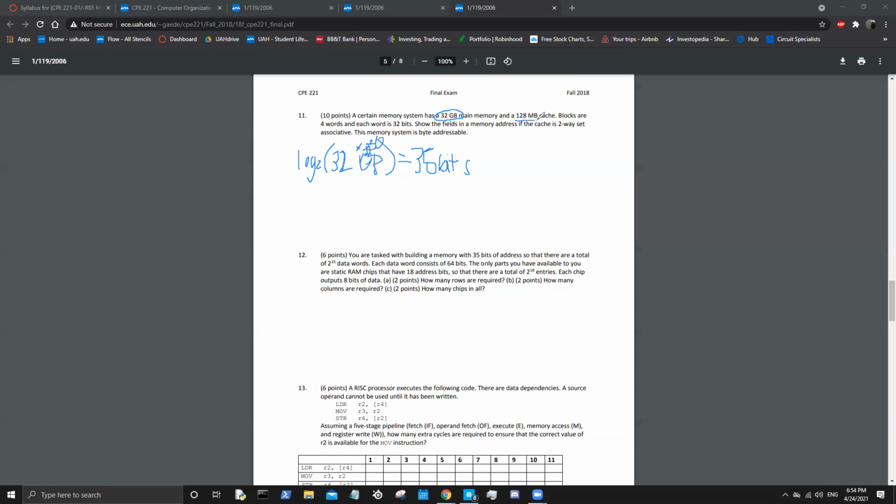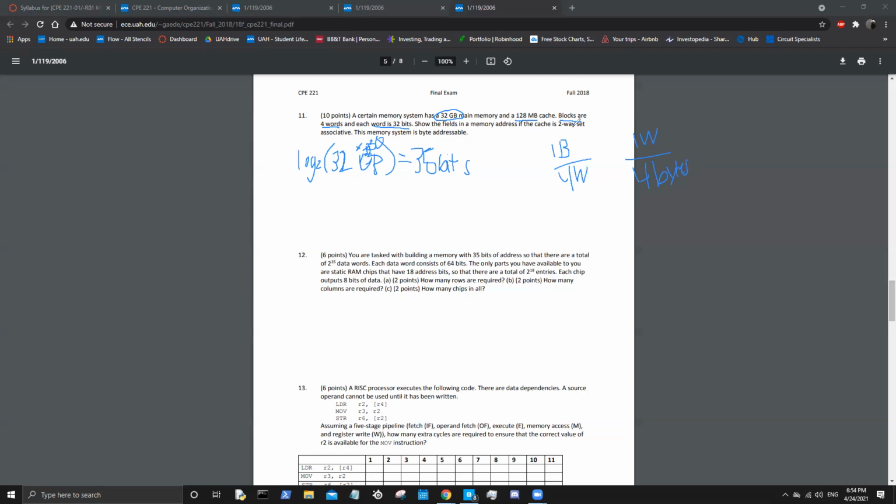Here's the size of our cache, 128 megabytes. We don't need that just quite yet. Blocks are 4 words, so we have words per block. In order to calculate our block offset, that's the information we need. So we have 1 block per 4 words. And each word is 32 bits, which means 1 word is 32 bits or 4 bytes, which I prefer. Leaving everything in bytes simplifies it.